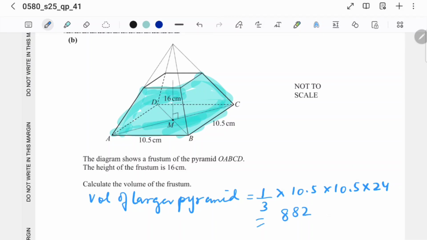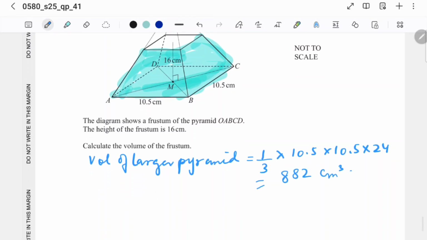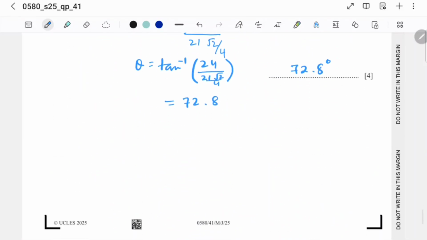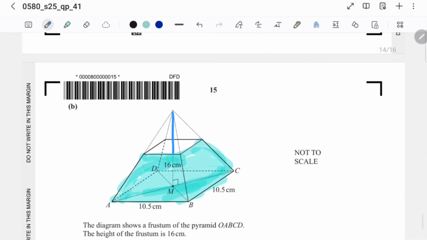That is the larger volume, in cubic centimeters. Then we are going to find the volume of the smaller pyramid. For the smaller pyramid, the height is, previously we know that it is 24, so we subtract 24 and 16. The height of the smaller pyramid is 8.